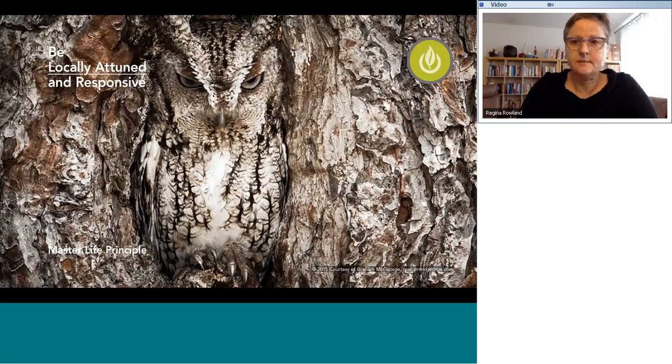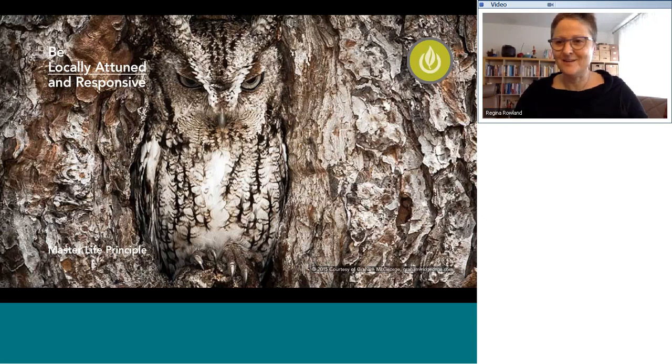So here's one of them. Be locally attuned and responsive. So obviously this is a beautiful picture of an owl fitting into its environment. This life principle is about finding a way to fit into the conditions into which you were born or in which you live. This is also true for us humans, and we haven't done a very good job with that. But this is the life principle, and it invites you to find a way to fit in what is, not to change the conditions, which is what we usually do.